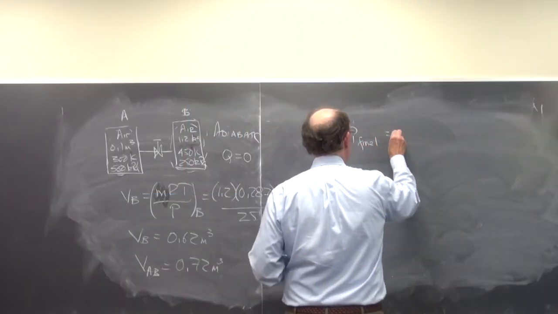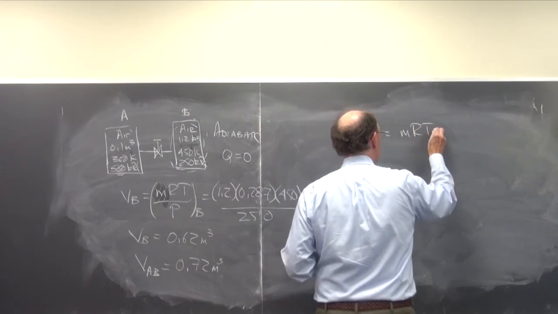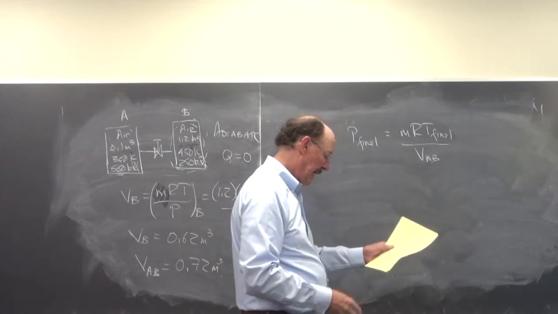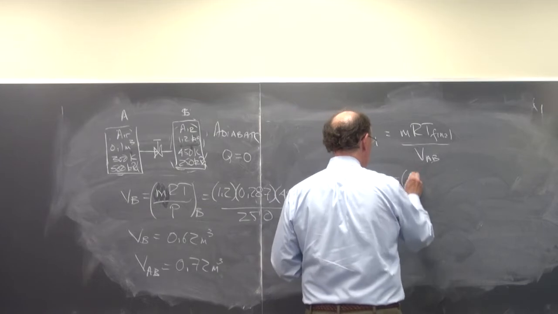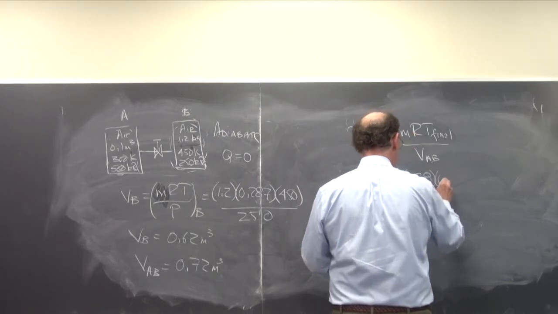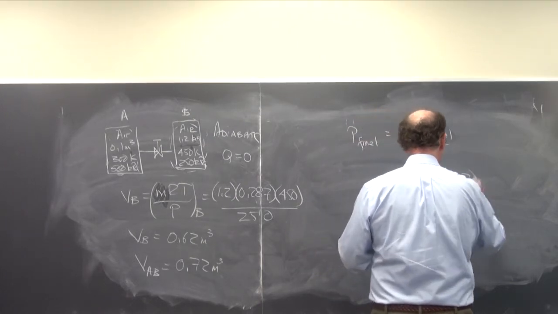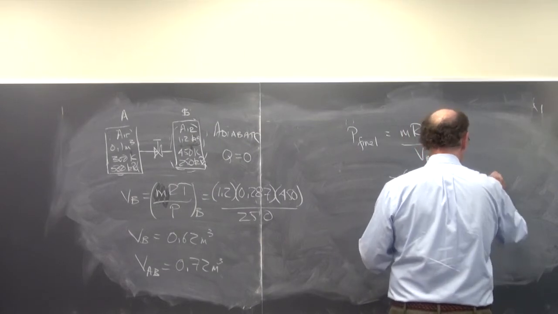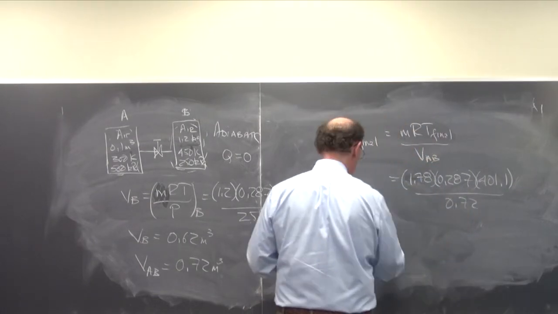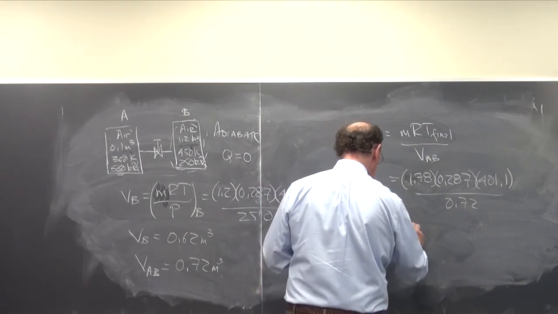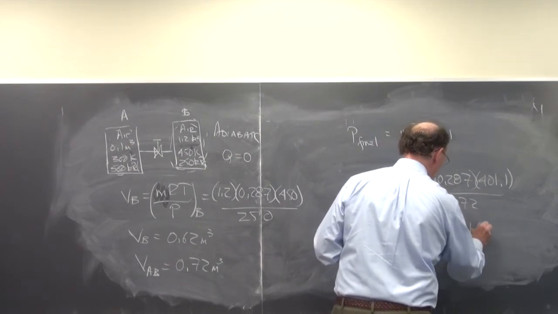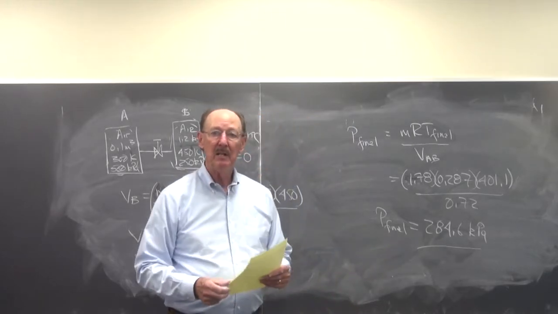So P final is equal to mRT final, and I'll have here V_AB, since that's how we denoted this. So this is equal to 1.78 kilograms times R, 0.287, times the final temperature 401.1, divided by the final volume 0.72, and it gives us P final of 284.6 kPa. So I'm able to find the final condition.